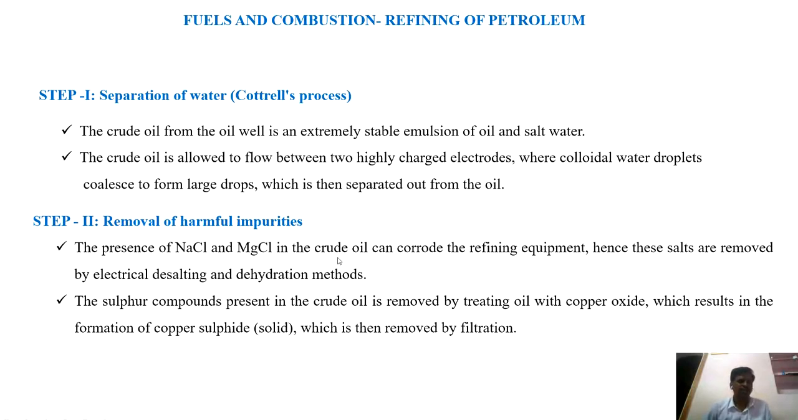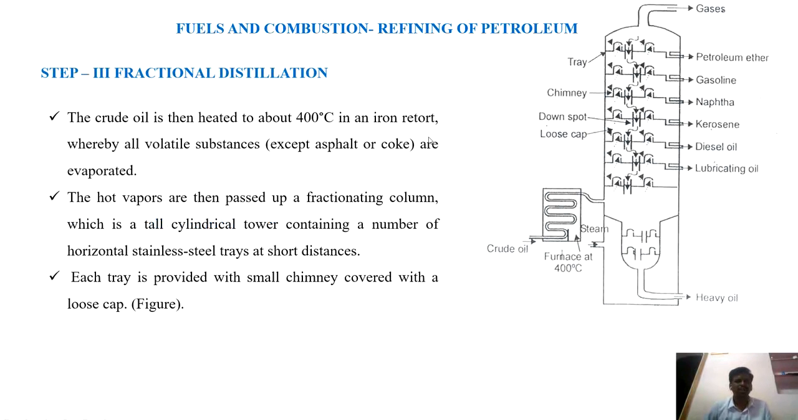Then we remove the sulfur by treating it with copper, and that sulfur is removed as copper sulfide, and then removed by the filtration method. Then that crude oil is heated up to 400 degrees centigrade, whereby all the volatile substances start to evaporate. These vapors are passed through the fractional column. This fractional column is very tall, and it has a number of horizontal stainless steel trays at short distances. These trays have small chimneys covered with a loose cap.